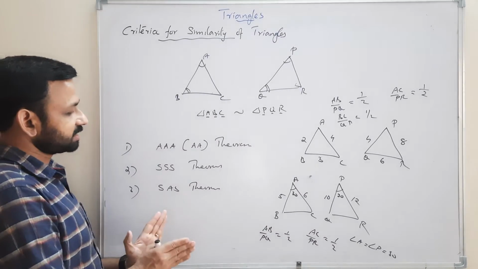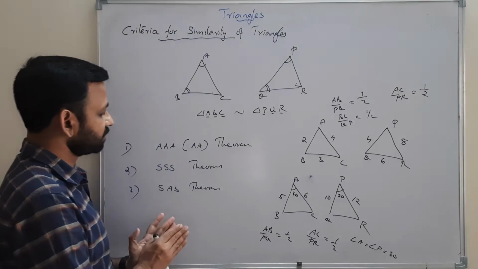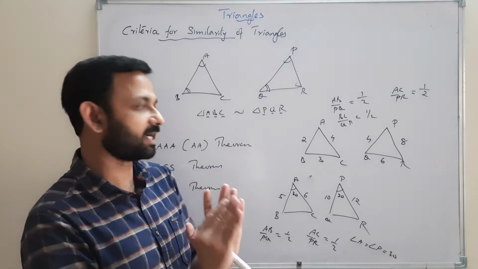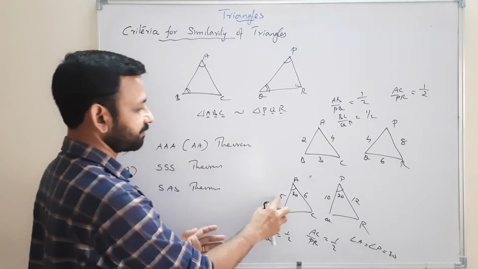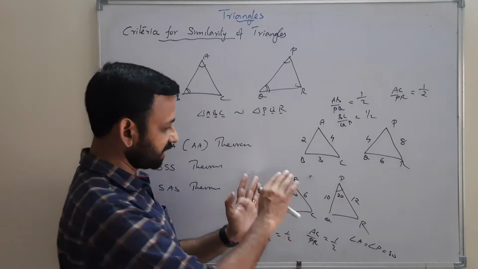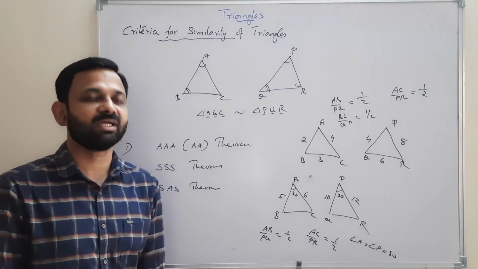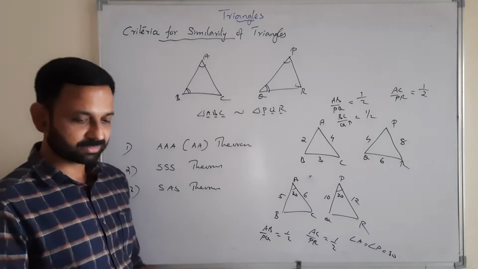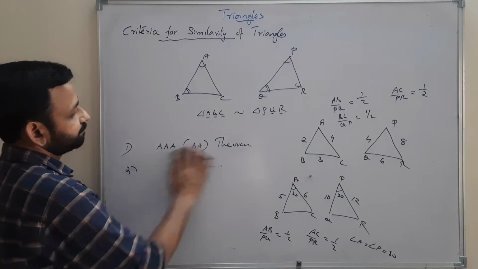If two sides are in the same ratio and the included angles are equal. When we compare two triangles, the corresponding sides are in the same ratio here: 5 upon 10, 1 by 2, 6 upon 12, 1 by 2. They are in the same ratio and the included angles are equal. Then we can say that the two triangles are similar by the SAS theorem. So that is the SAS similarity theorem.